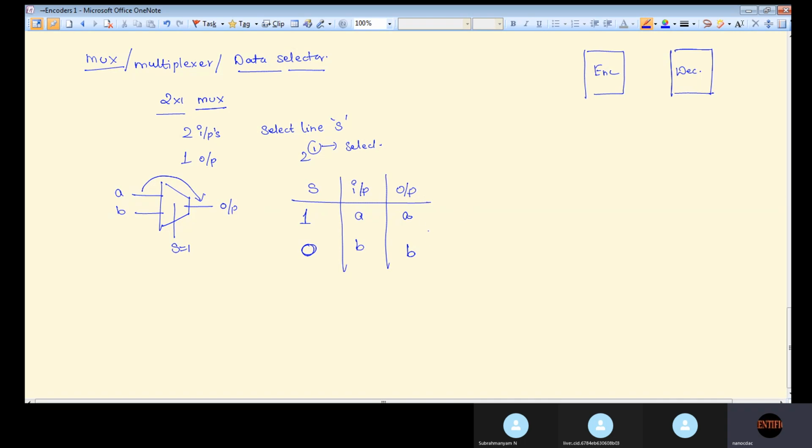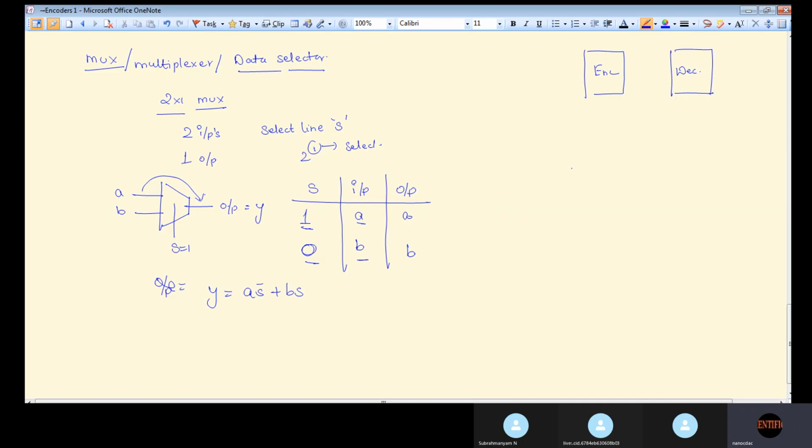So how do you write the logic equation for the multiplexer? If you take the output as Y, then Y is equal to A S bar plus B S. Y is equal to A S bar plus BS. So this is what we get.